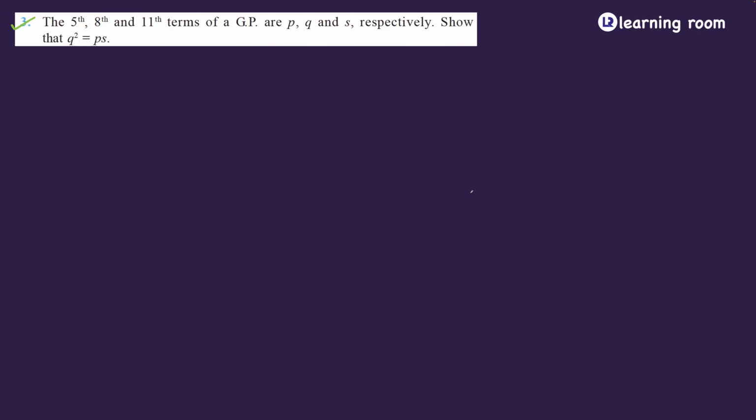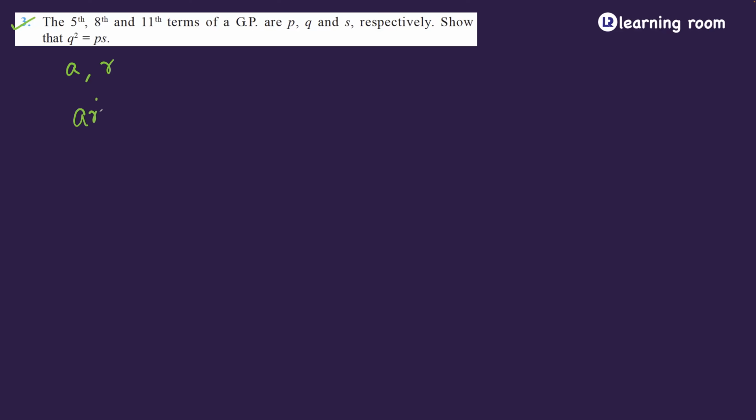So the third problem is: the fifth, eighth, and 11th terms of a GP are P, Q, S respectively. Show that Q square is equal to P into S. For this, let us consider the first term to be A and the common ratio to be R. Then what can you conclude?